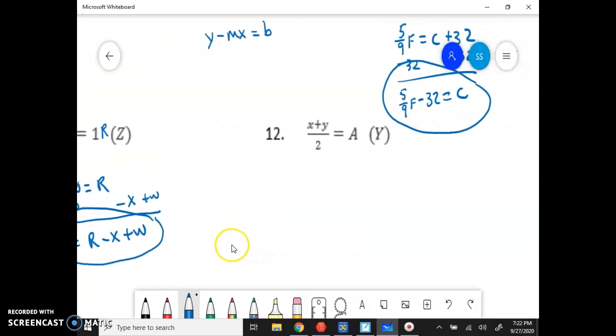All right, last one for today. I only have a minute and a half. I'll try to be quick here. I've got to isolate y. So first thing I want to do is get rid of that 2. Multiply by 2, it cancels out.